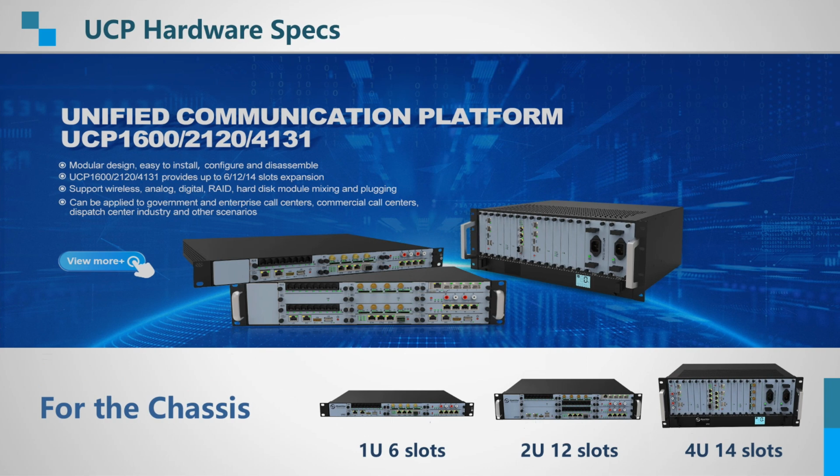UCP 1600, 2120, and 4131 offer up to 14 slot expansions respectively and support the mixing and plugging of wireless, analog, digital, RAID, and hard disk modules. This high level of flexibility makes UCP suitable for a wide range of applications including government and enterprise call centers, commercial call centers, and dispatch centers, providing tailored communication solutions for different industries.